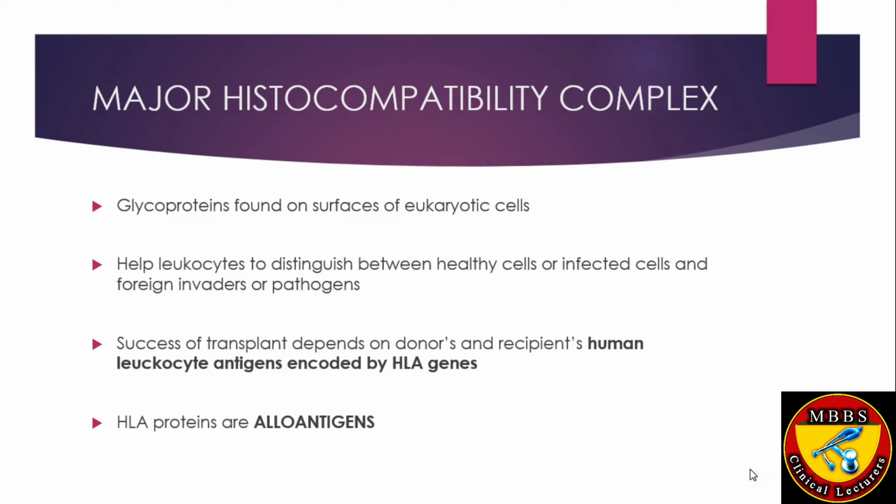These are glycoproteins, and they are found on the surfaces of eukaryotic cells, and their basic function is that they help the leukocytes distinguish between healthy cells and unhealthy cells, or you can say infected cells, or in simple words, between self and non-self cells.